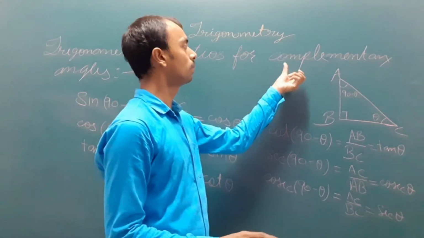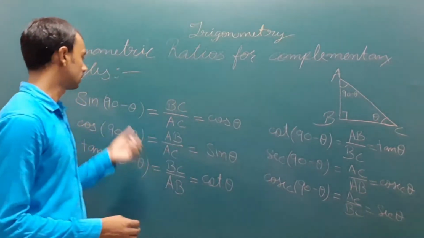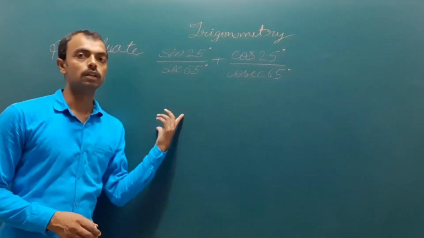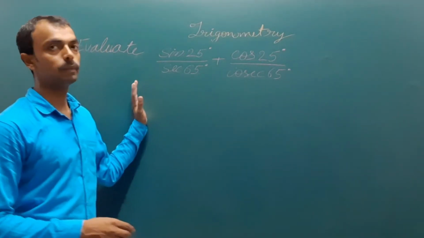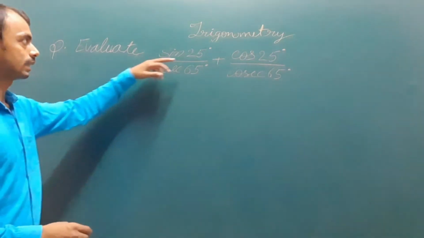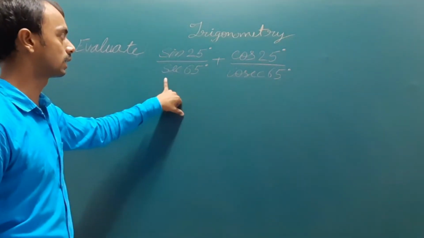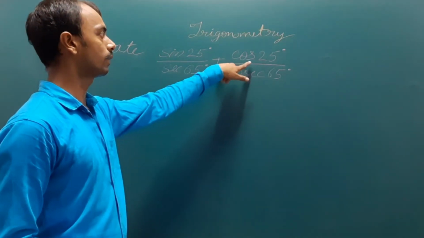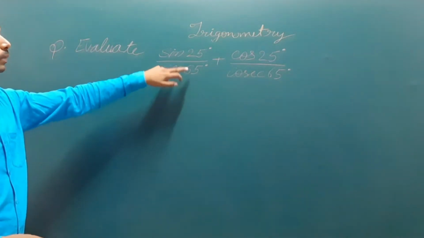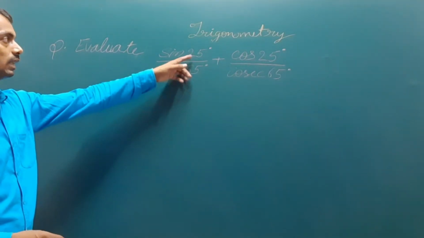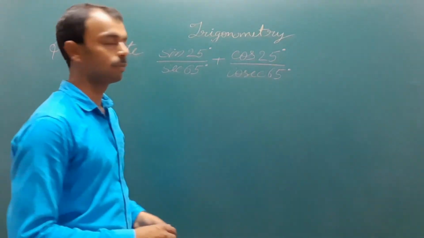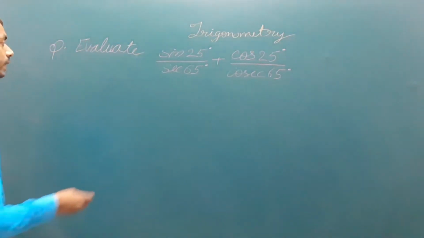We are discussing complementary angles, so we will discuss with 90 minus theta only over here. Now let us understand the numerical on complementary angles. Here we have to evaluate sine 25 degree upon sec 65 degree plus cos 25 degree upon cosec 65 degree. If I add 65 plus 25, I will get 90, so these two angles are complementary to each other. Now let us solve it.